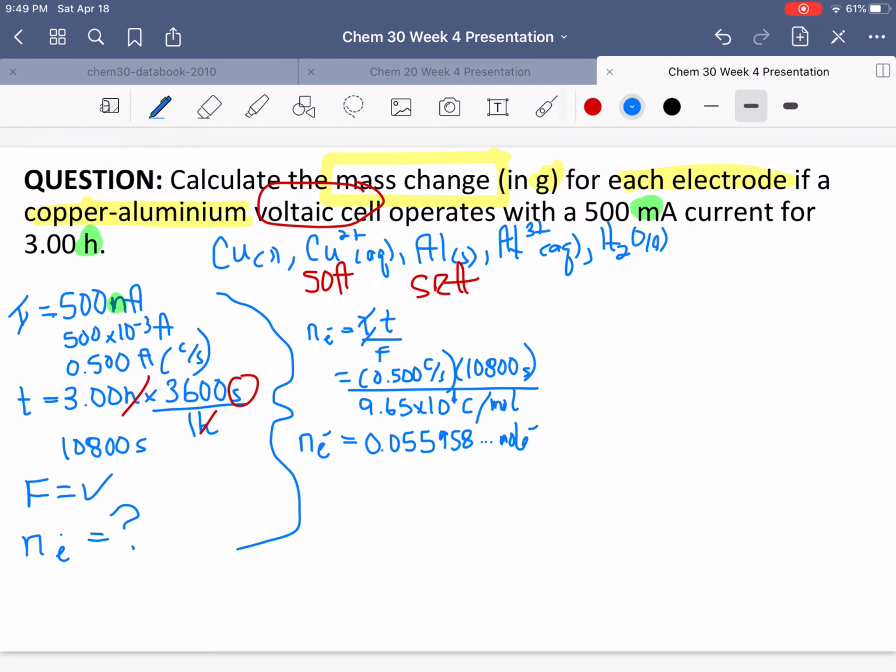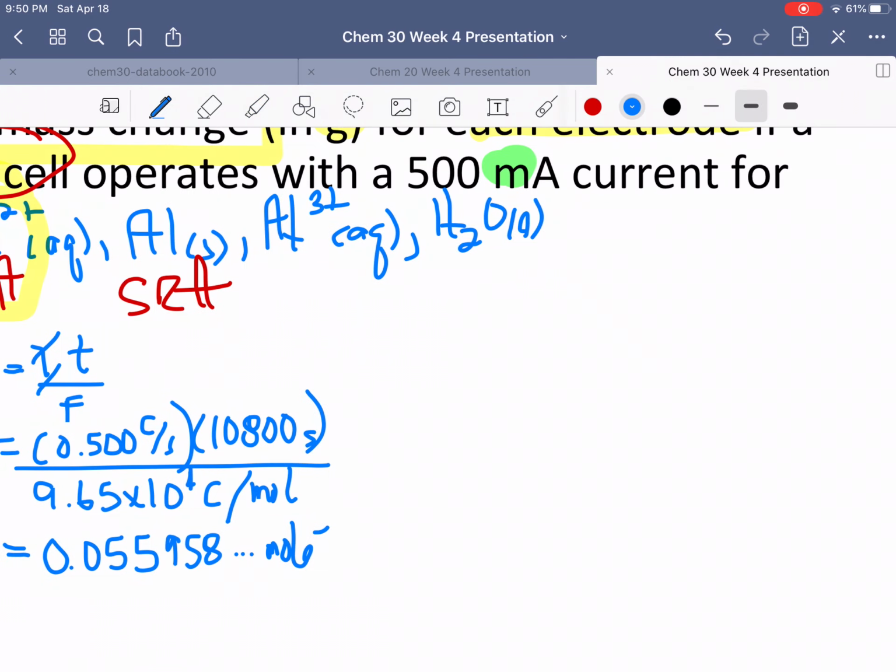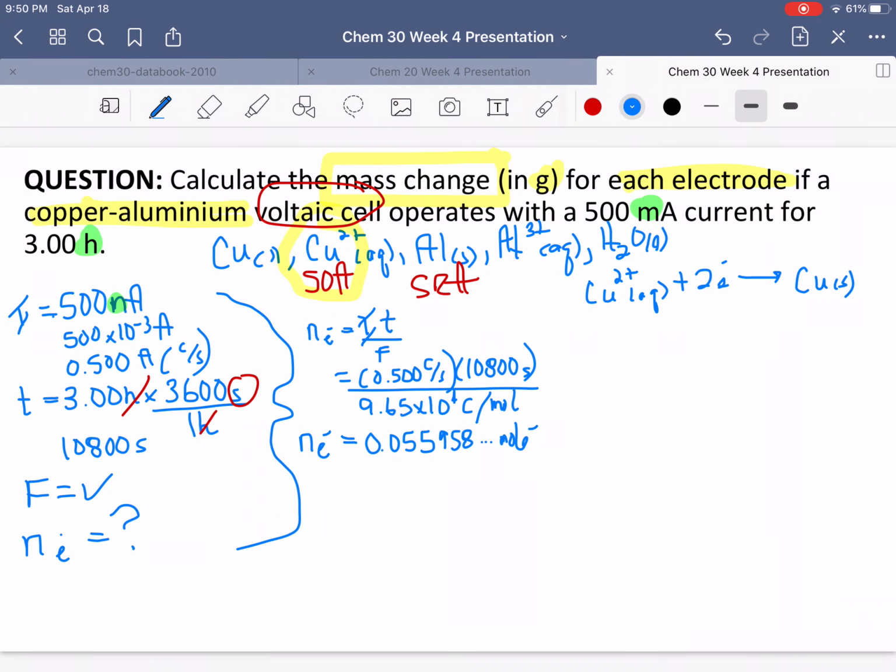All right, so remember back. Our SOA, our reduction reaction, is going to be with the copper 2 plus. If I write out that reaction, I'm going to have copper 2 plus aqueous plus 2 electrons reducing into copper solid. Okay, that's my cathode, my reduction reaction. So the cathode is going to gain mass. How much mass? Well, that's going to depend on the amount of electrons that were gained.